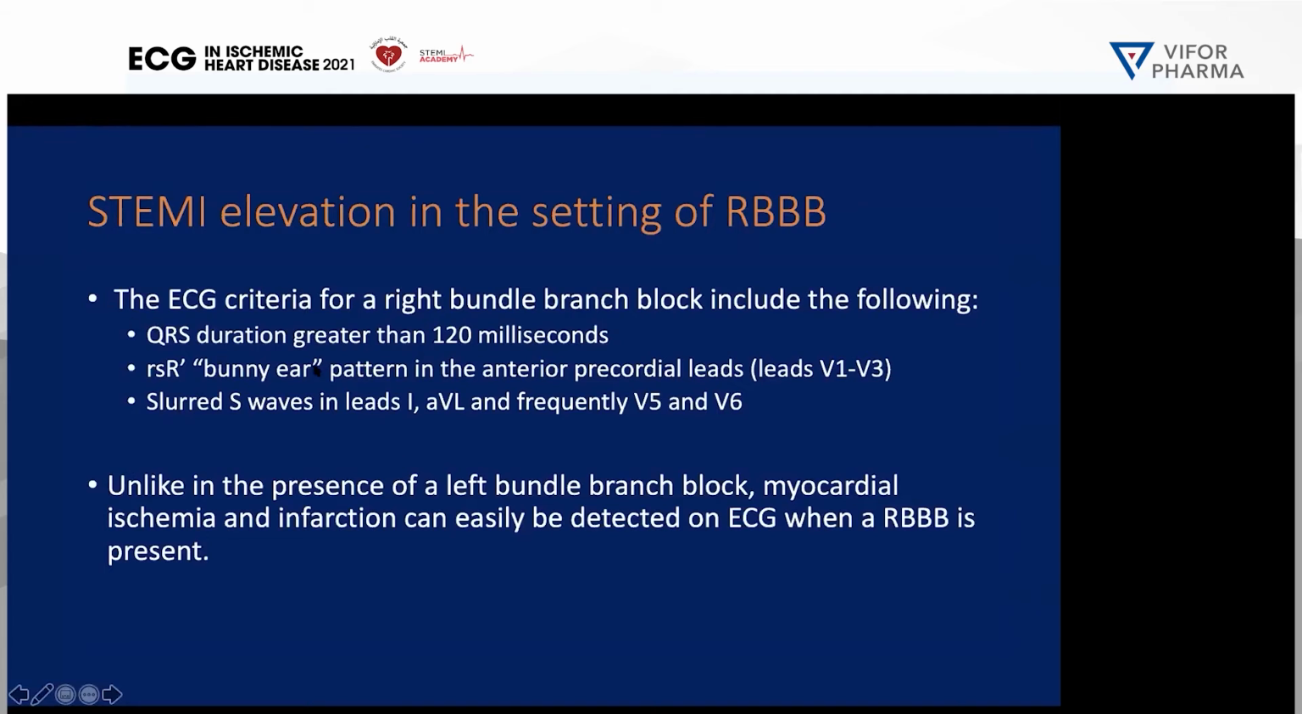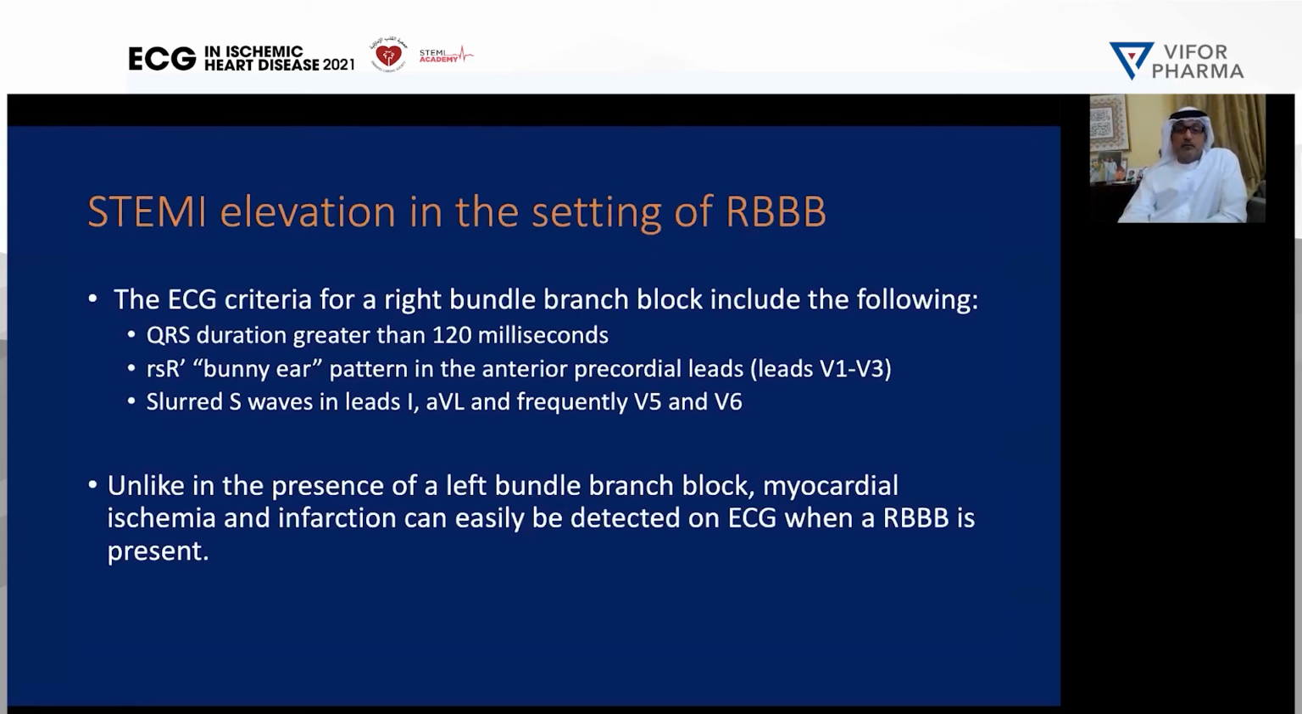And this statement comes out of the European Society of Cardiology STEMI guidelines. What they say is that the ECG criteria for right bundle are as follows: it's wide, more than 120 milliseconds, with the RSR pattern. But, and this is the second paragraph, unlike in the presence of a left bundle branch block, myocardial ischemia and infarction can easily be detected on ECG when a right bundle branch block is present.